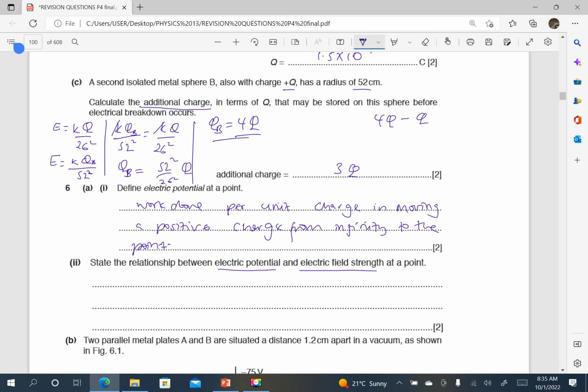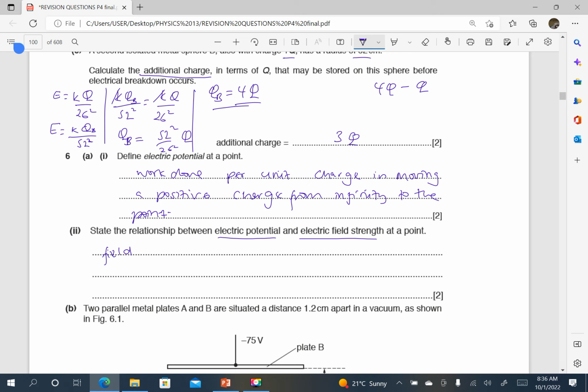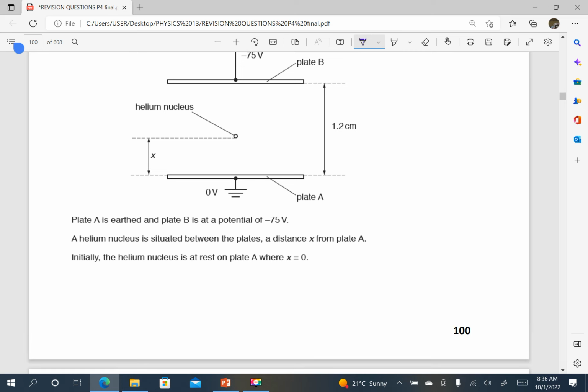We have all along been saying that electric field strength is the negative potential gradient. So field strength equals the negative potential gradient. That is the relationship.